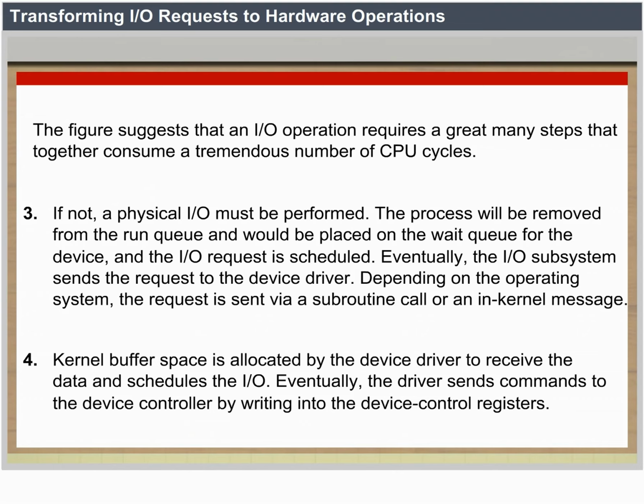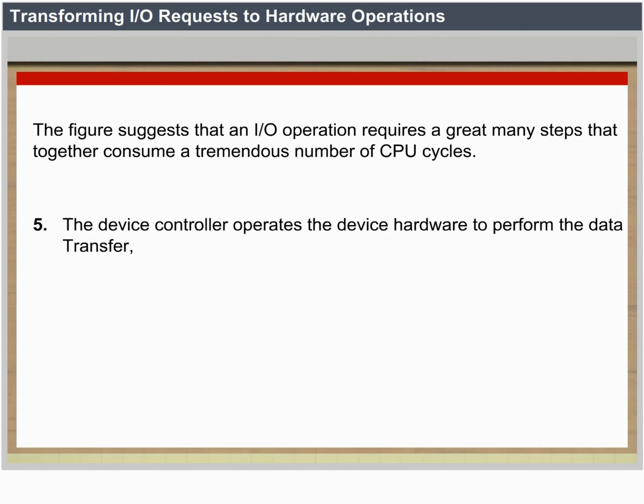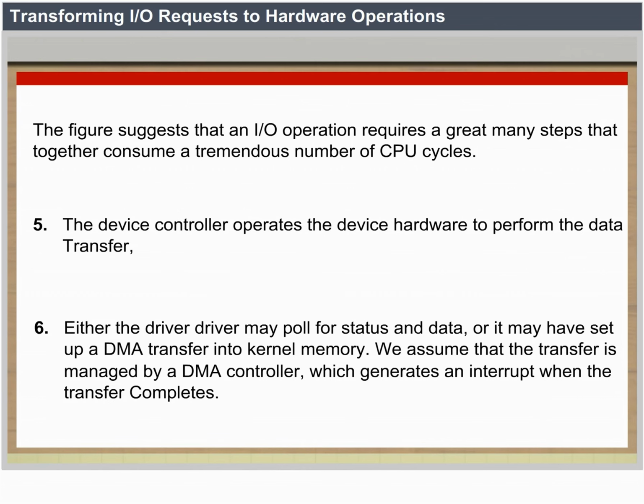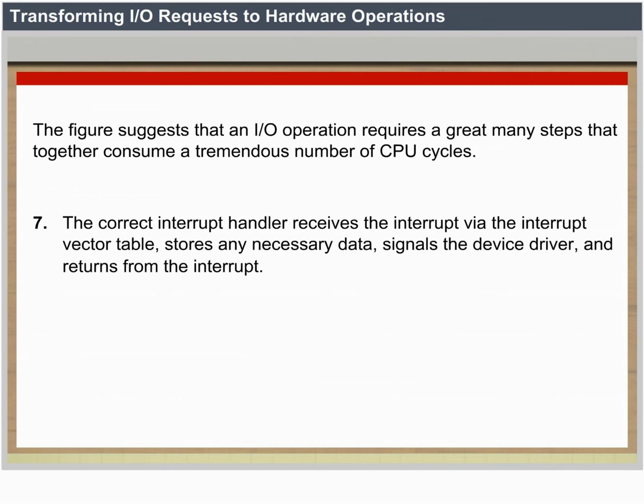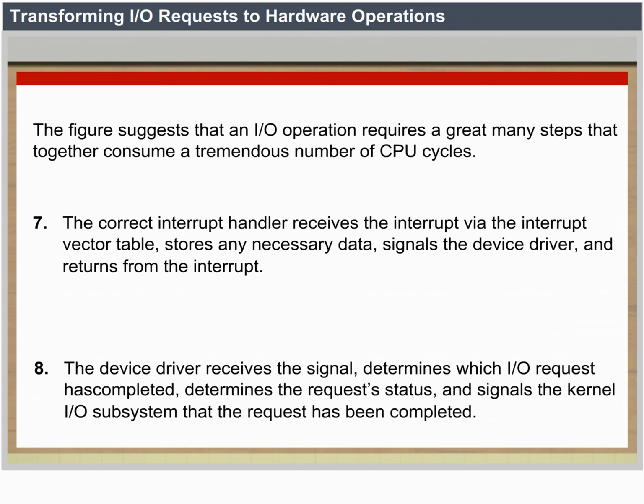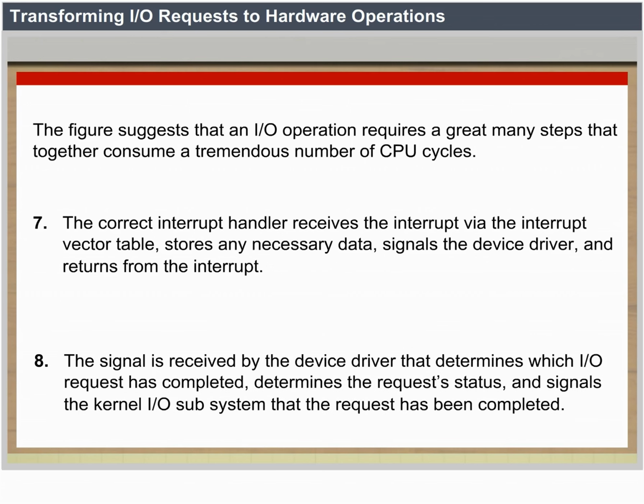The driver may poll for status and data, or it may have set up a DMA transfer into kernel memory. We assume that the transfer is managed by a DMA controller, which generates an interrupt when the transfer completes. The correct interrupt handler receives the interrupt via the interrupt vector table, stores any necessary data, signals the device driver, and returns from the interrupt. The device driver receives the signal, determines which input-output request has completed, determines the request's status, and signals the kernel input-output subsystem that the request has been completed.